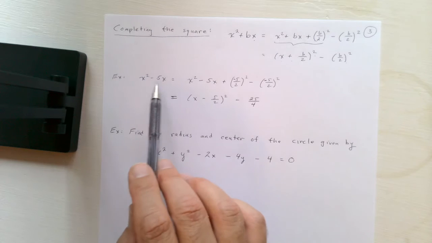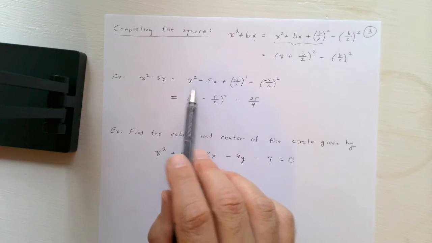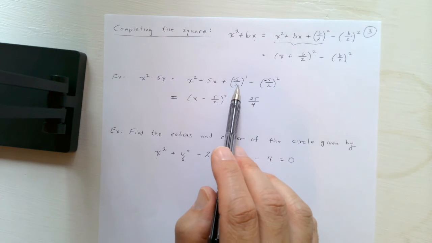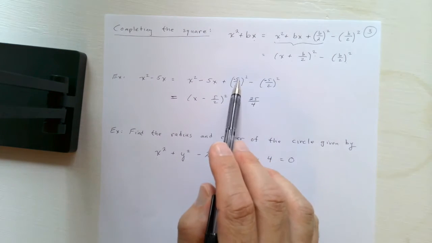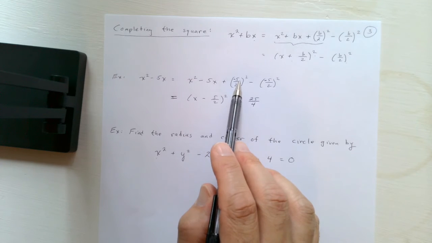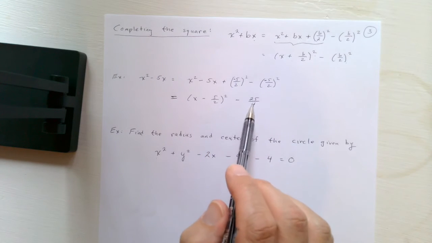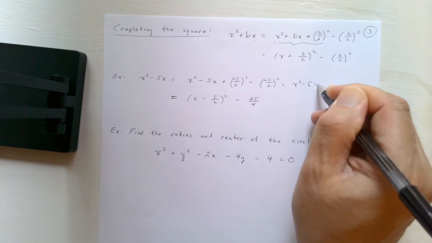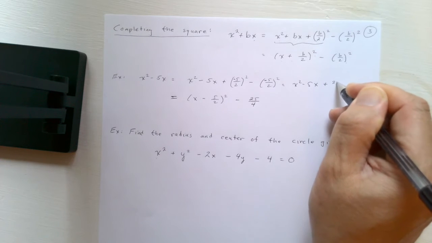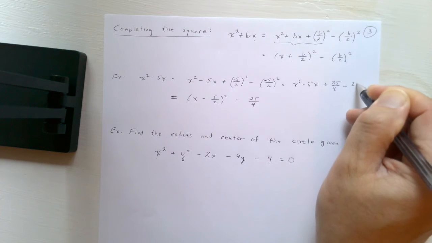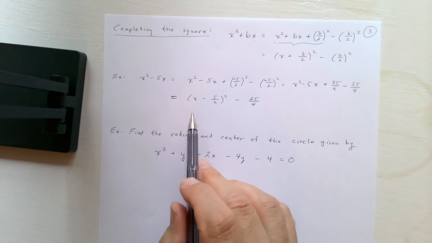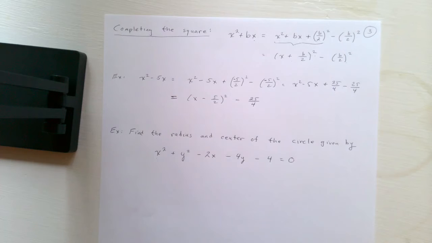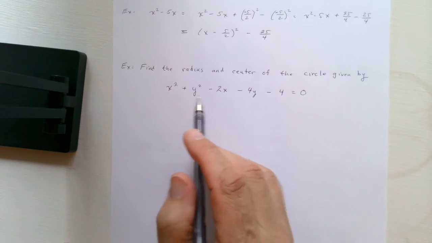So for example, x squared minus 5x, in this case b is negative 5. Negative 5 halves, we can square that and then subtract that. If we square negative 5 over 2, we get 25 fourths. So basically what we're doing is we're taking x squared minus 5x, and we're adding and subtracting 25 fourths. Okay, and then these first three terms become x minus 5 halves squared.